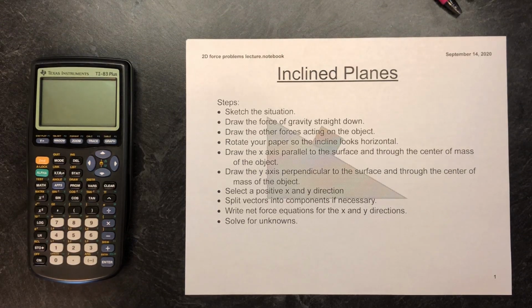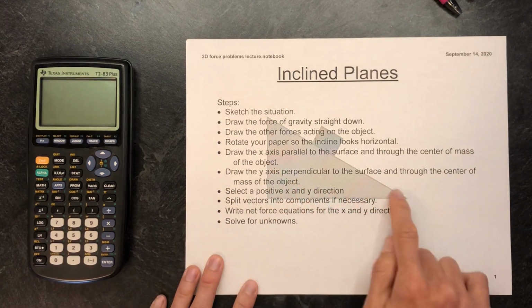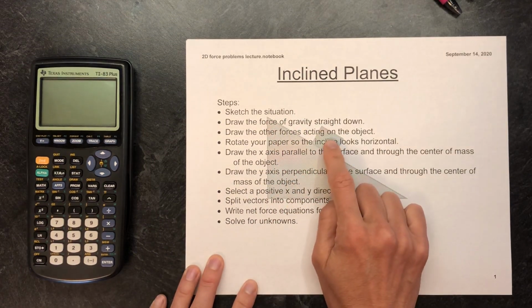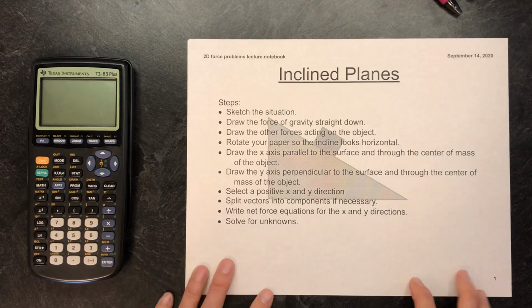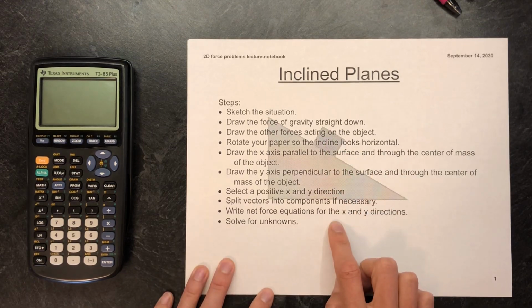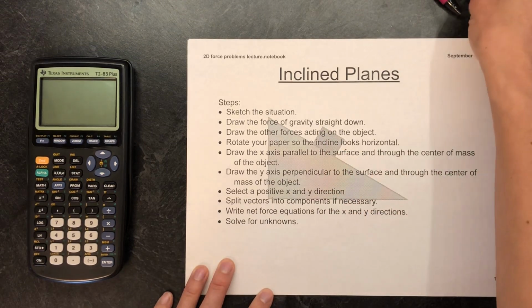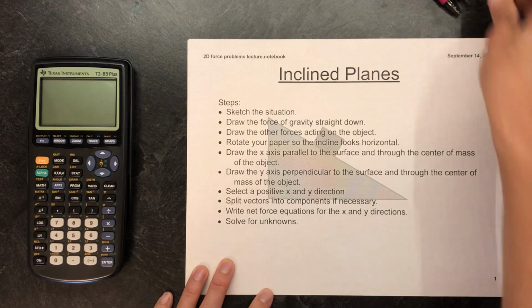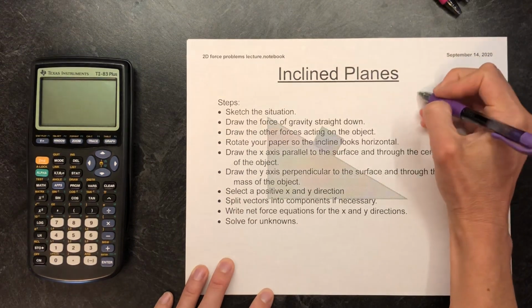In this video, we are going to talk about inclined plane problems and how to do them. So the first thing that you want to do is sketch the situation, and it's really important to draw both the inclined plane and the object on the inclined plane. Then you want to draw the force of gravity going straight down off of your object. So I'm going to just draw this along with you so that you can see what I'm saying.